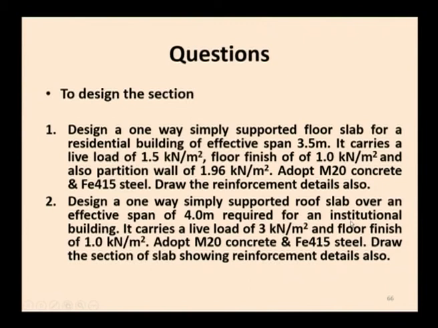Design a one-way simply supported roof slab over an effective span of 4 meter required for an institution building. It carries a live load of 3 kilonewton per meter square and a floor finish of 1.0 kilonewton per meter square. Adopt M20 grade concrete and Fe415 grade steel. Draw the section of the slab showing the reinforcement details also.